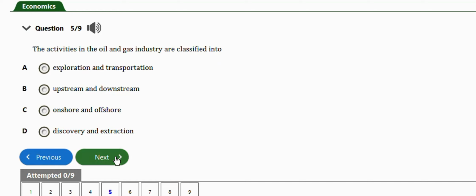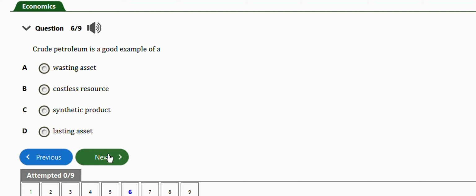Very important. This question says crude petroleum is a good example of a wasting asset, costless resource, synthetic product, lasting asset. The right answer is option A, which is wasting asset.